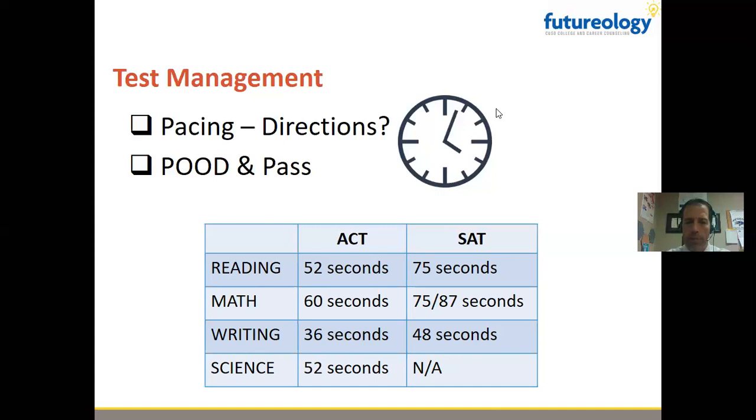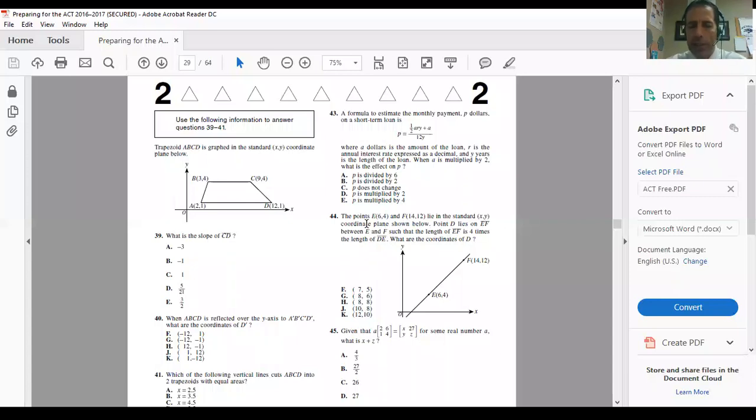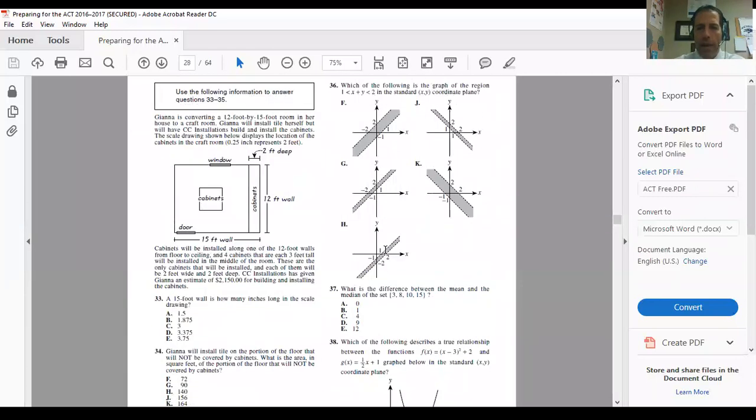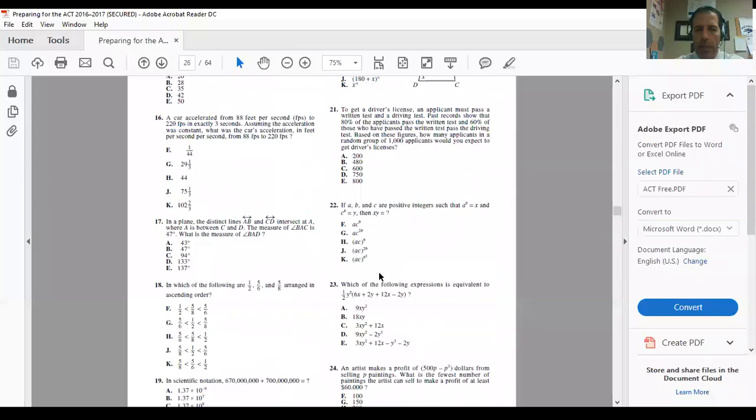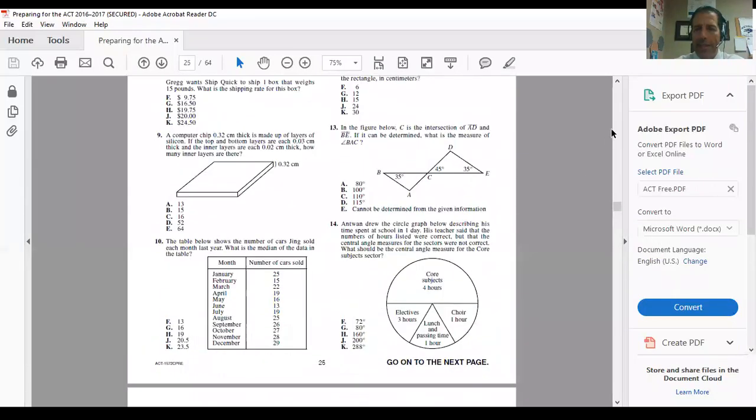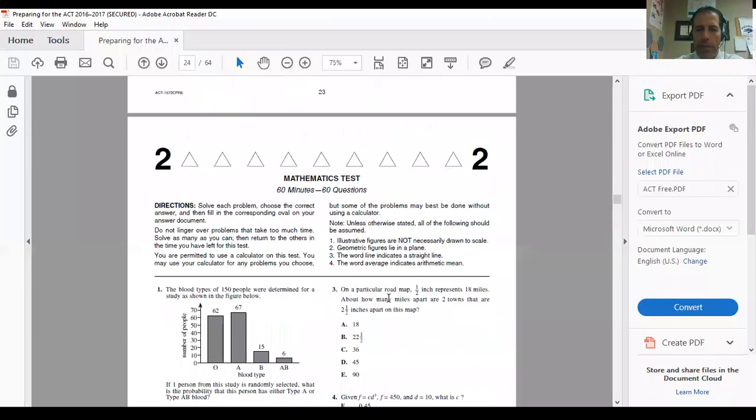If you can see my screen here, I'm going to unpause it. I guess it got paused. I'm going to share it again. So hopefully now you can see an actual section of the math. There's an ACT math section. Okay, so here's section 2.